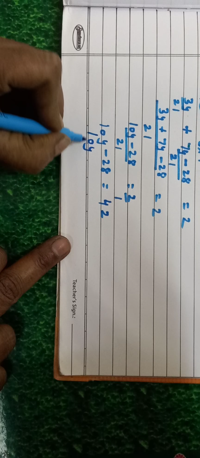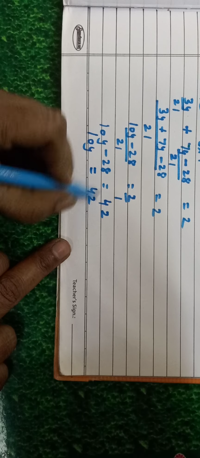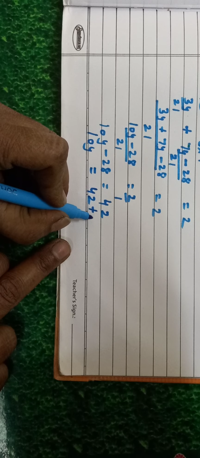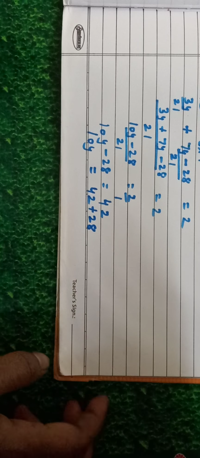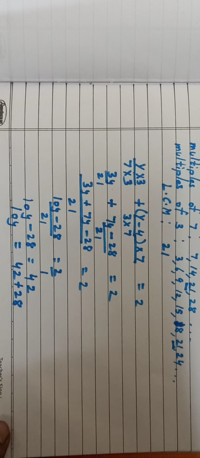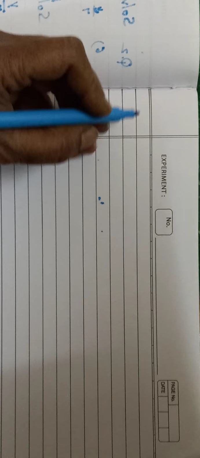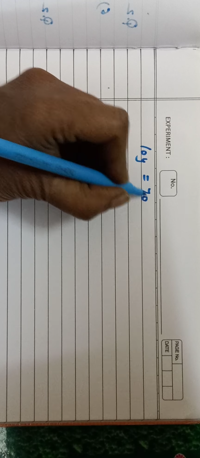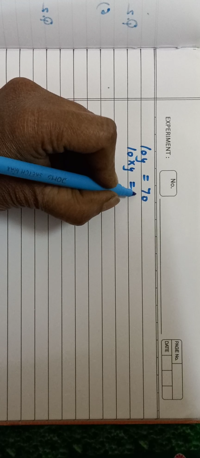Then I will get 10y is equal to 42. The minus sign will become plus because this is on the left hand side of the equation. We are taking it to RHS. So it's going to become plus 28. So 42 plus 28 is 70. So 10y is equal to 70. Now 10y means 10 into y is equal to 70.